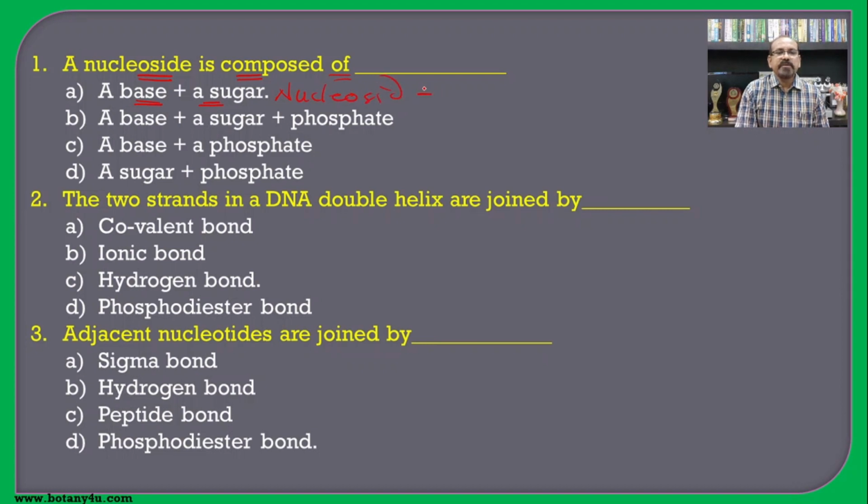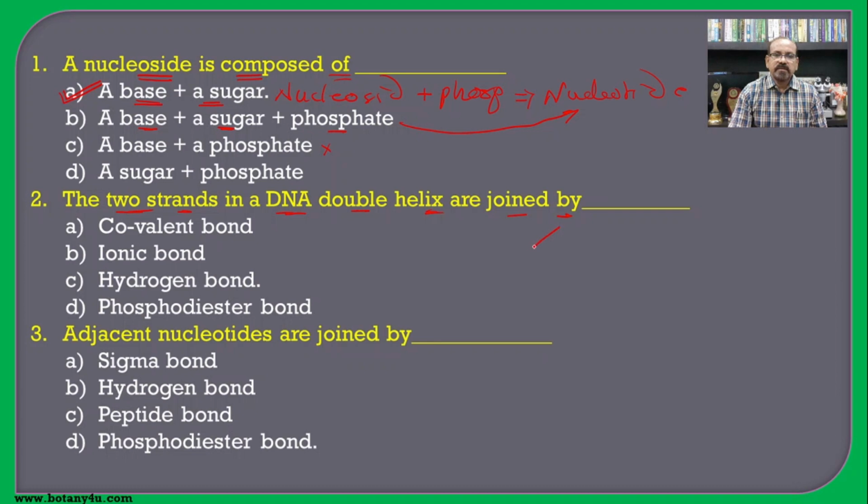nucleoside, and nucleoside plus phosphate is known as nucleotide. So the nucleoside is nothing but a nitrogen base and a sugar molecule, while the nitrogen base, sugar and the phosphate together are the nucleotide. Such a combination of base and phosphate, or sugar and phosphate, is not there. Then the next question: the two strands in the DNA double helix are joined by.